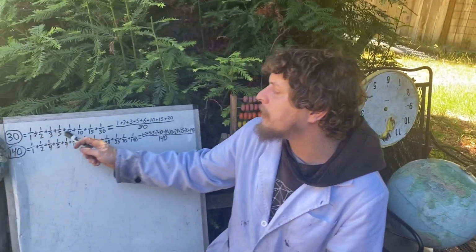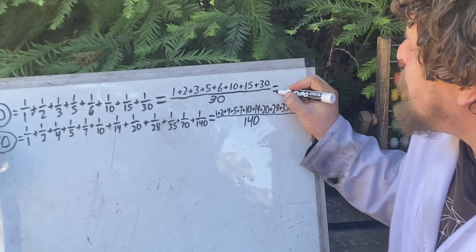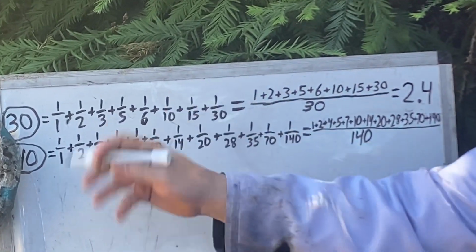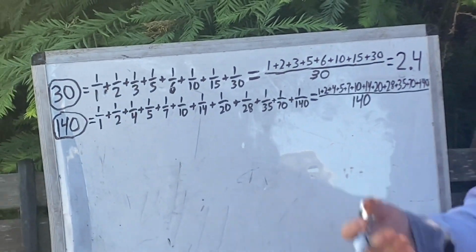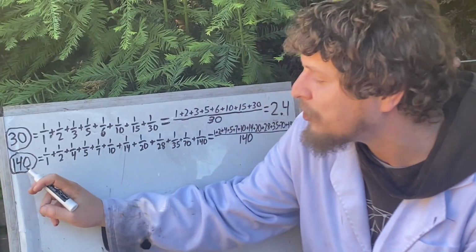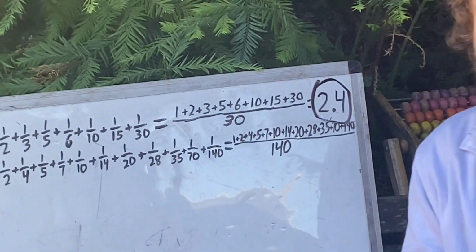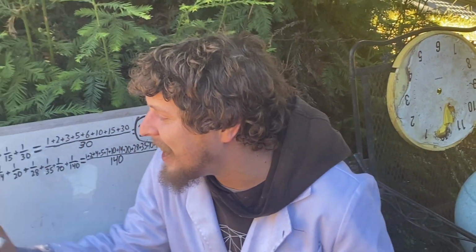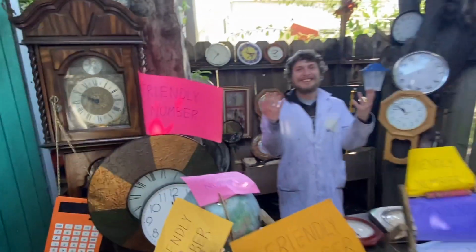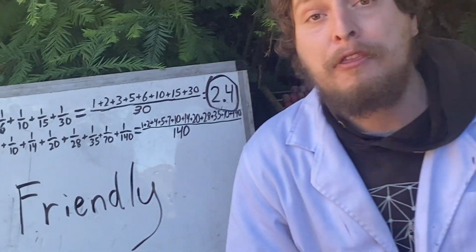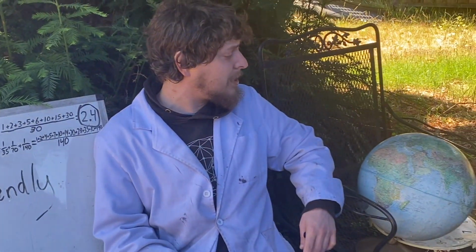For example, the number 30, if we calculate this, we get 2.4. That's the simplified form of either adding up the reciprocals of all the divisors or all the divisors divided by the number itself. And if we do that with 140, we get the same 2.4 answer. And numbers that share an abundancy index with at least one other number are known as friendly numbers. Whereas the numbers that share an abundancy index with no other numbers and keep their abundancy index just to themselves are known as solitary numbers.